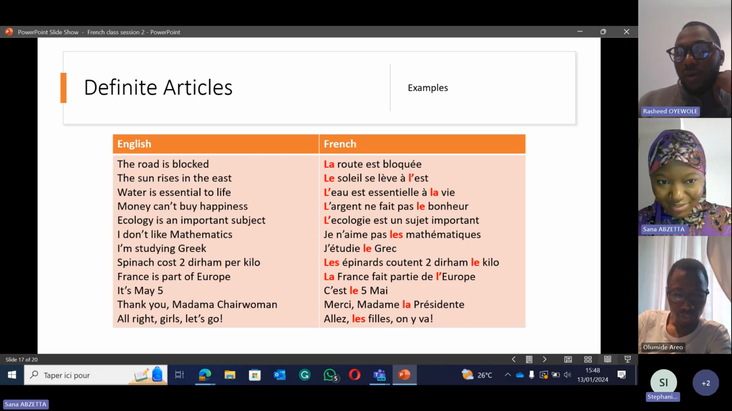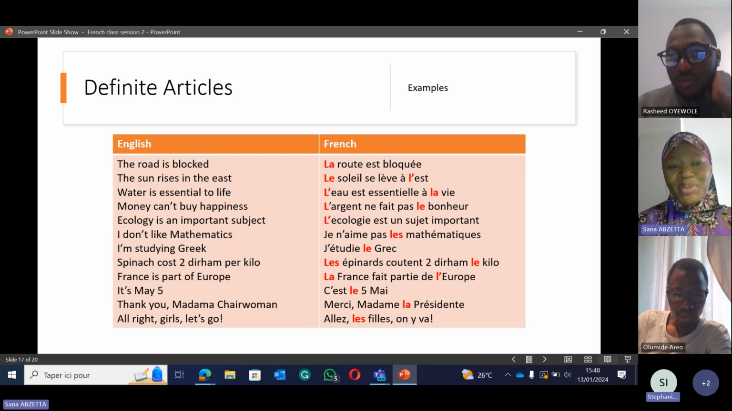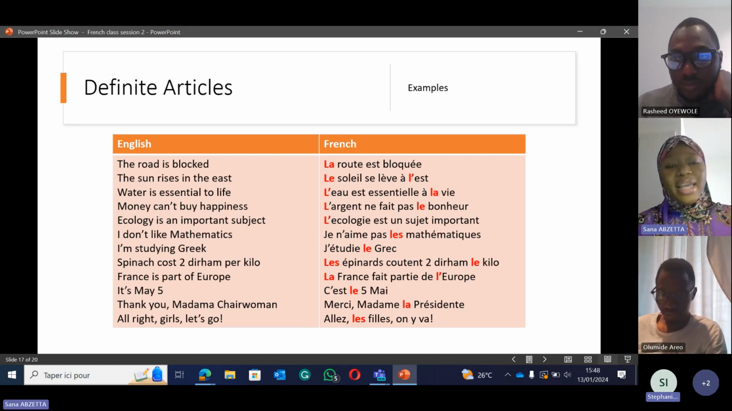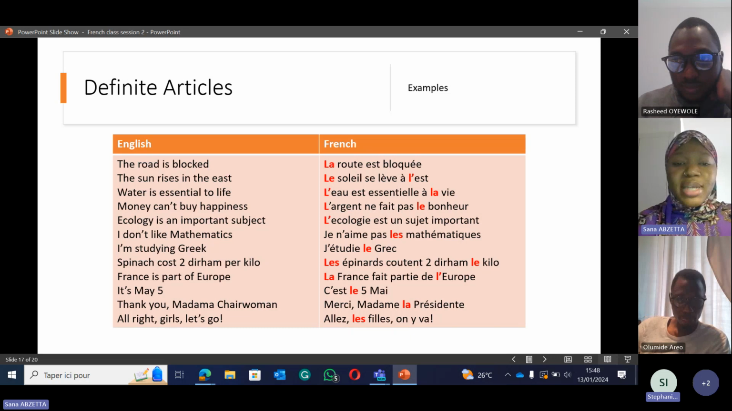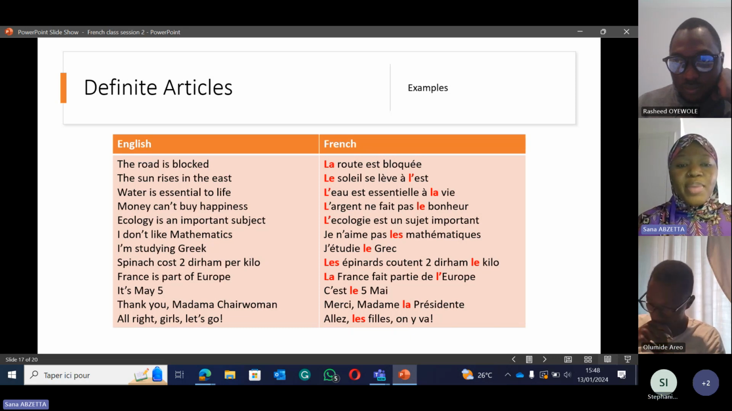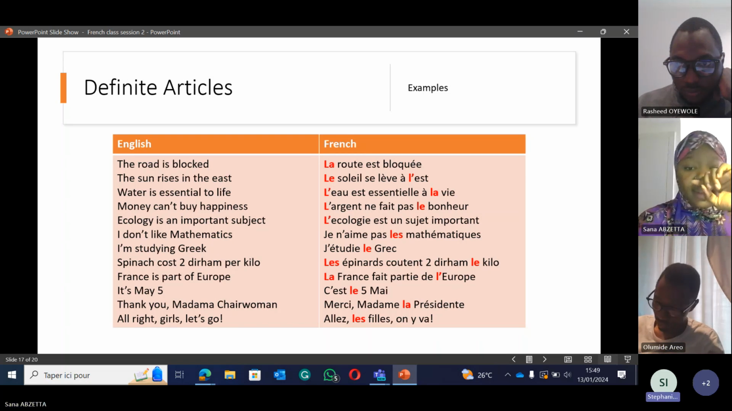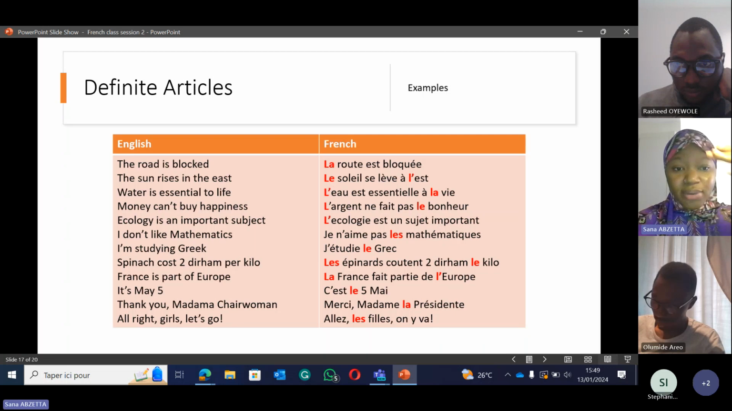L'écologie est un sujet important. Good. Here the rule applies. If you are talking about subjects, school subjects, for example, I don't like mathematics. In English, we do not have an article here, but in French, you have to put one.